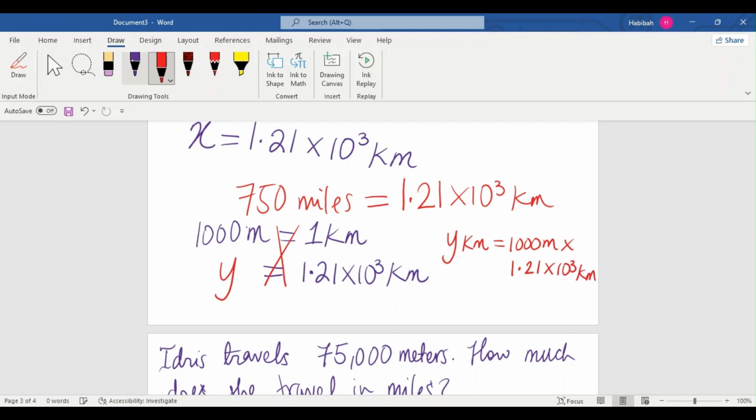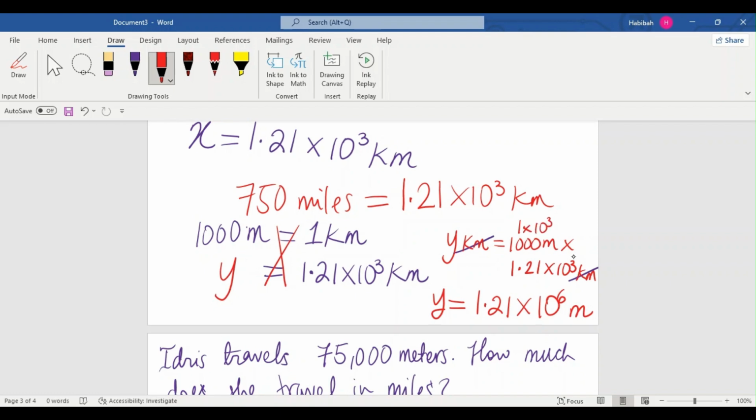Of course, since kilometer is on the left side of the equation and also on the right side, we cancel it out. We're just going to keep the meter that we want. So y equals 1.21 times 10 to the power of 3 times 1000, which is the same thing as 1.21 times 10 raised to the power of 6 meters, because 1000 is the same thing as 1 times 10 to the power of 3.